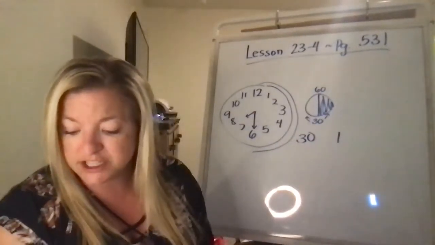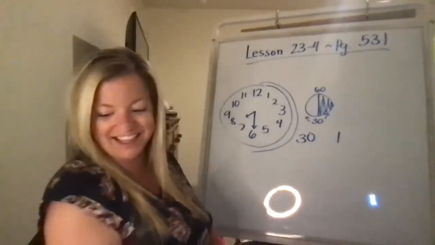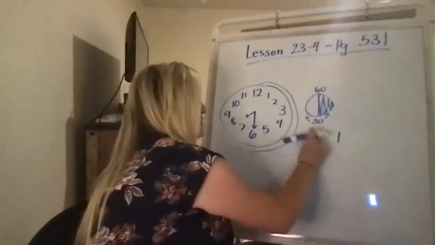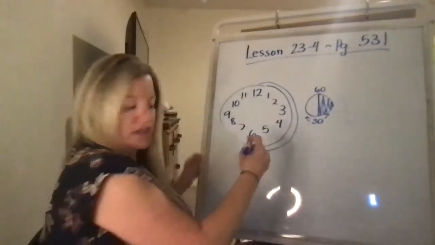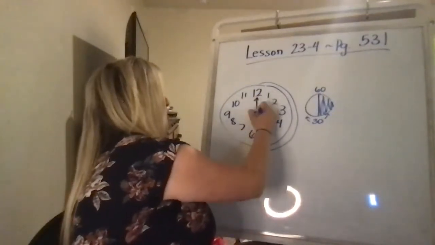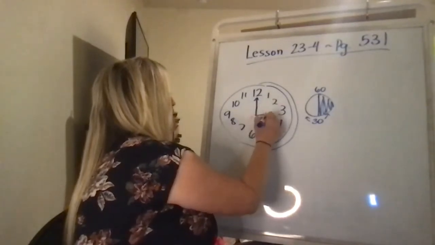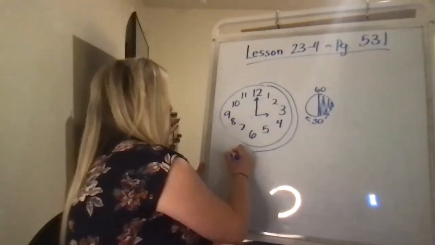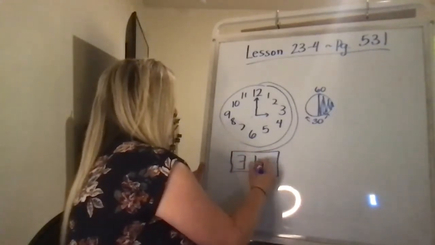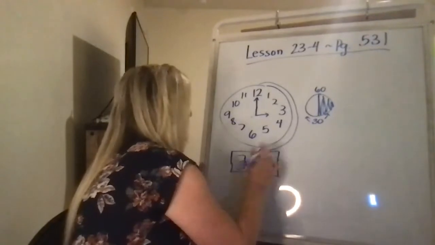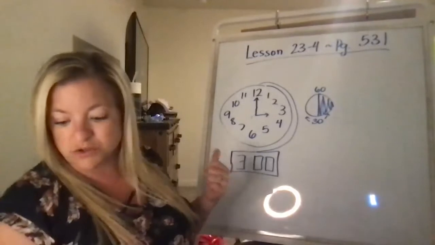Number 5, draw lines to match the clocks that show the same times. Ooh, this is fun. I like it a lot. So the first clock has hands. The first one is 3 o'clock. So you're going to look for a clock that looks like this. Oh, no, that was right. 3 o'clock. I thought I was doing 3:30 at first. So this is 3 o'clock.